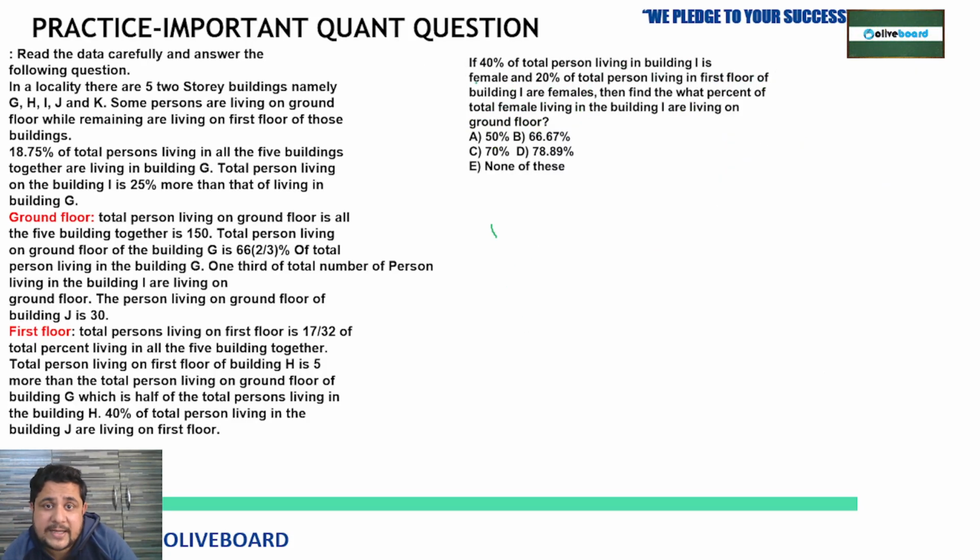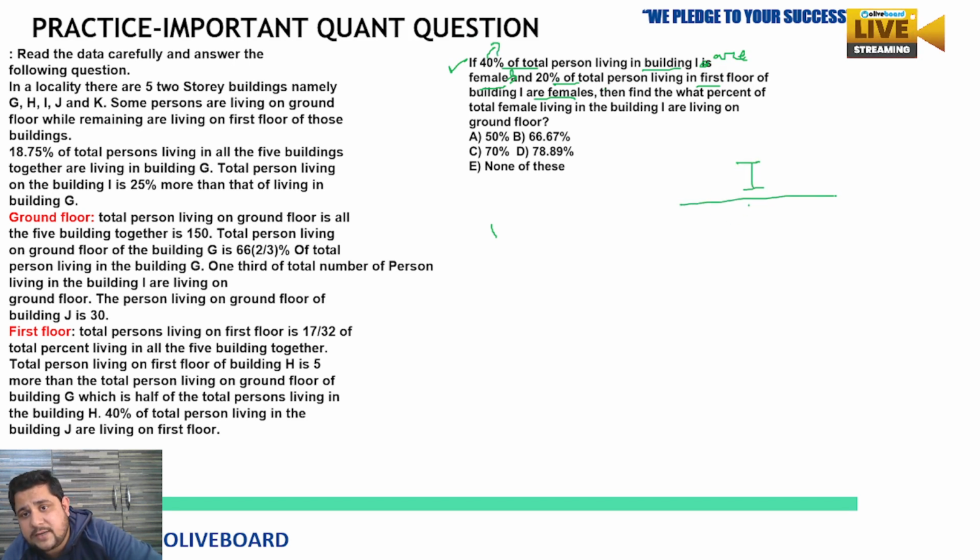Now let's move on to the next one. On the same DI we are doing another question. If 40% of the total persons living in building I are female and 20% of the total persons living on the first floor of building I are females. So they are talking about building I, so just capture the data of building I that we know about the ground floor and first floor.